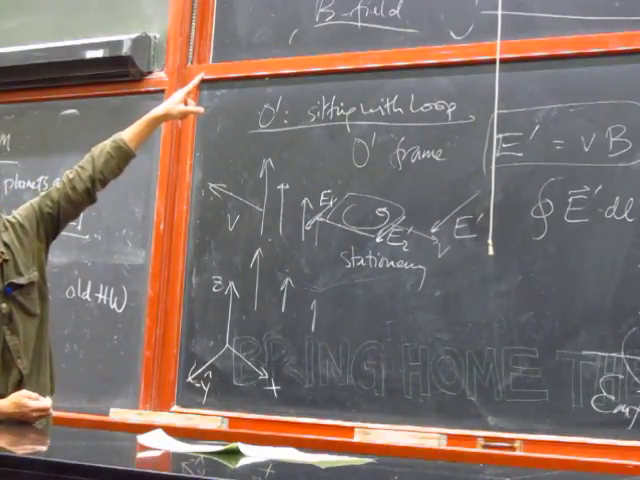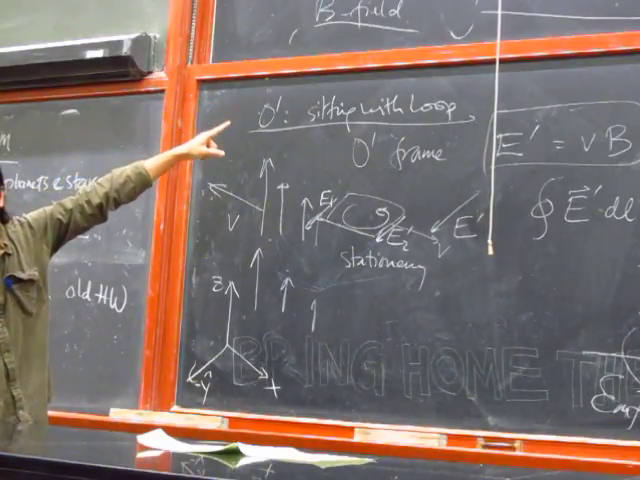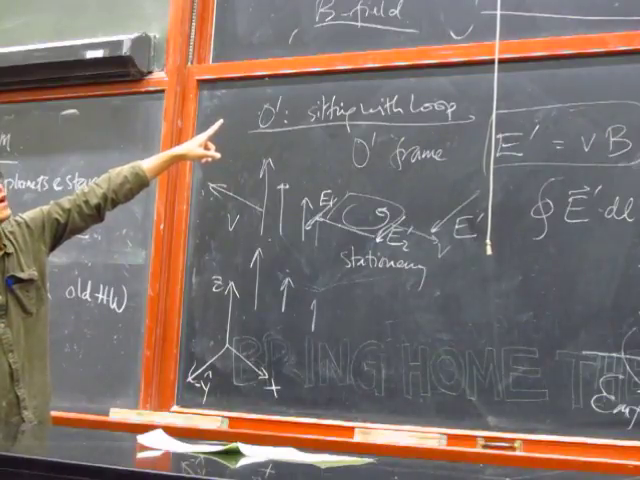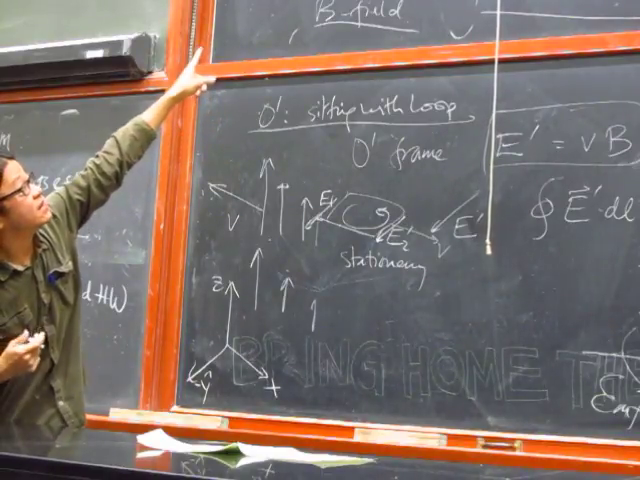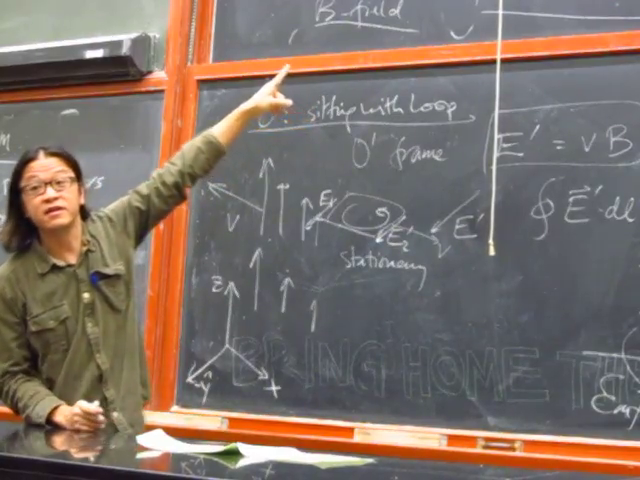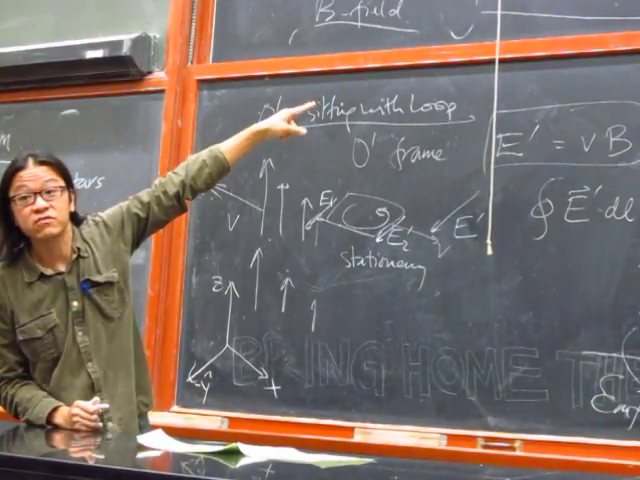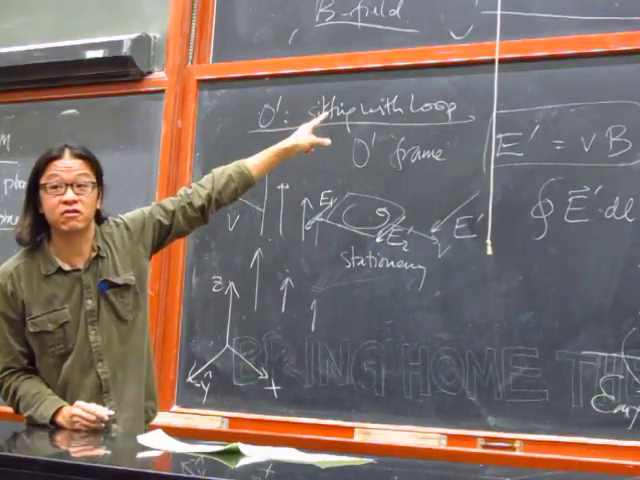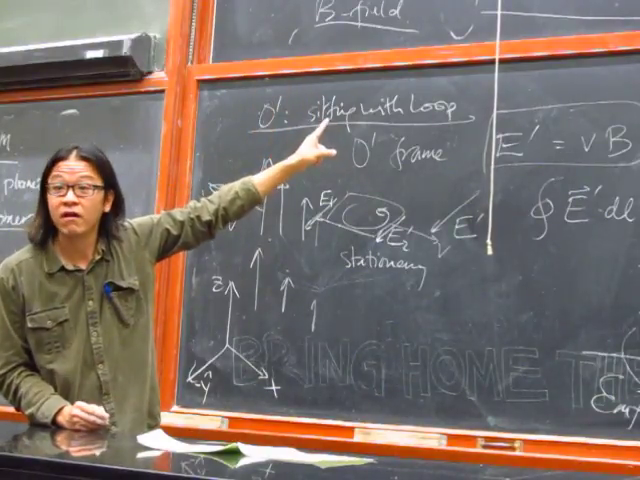It's non-zero. There are moving charges in that conductor. And the electromotive force is given by the rate of change of the flux with the minus sign. That comes from Lenz's law. The minus sign comes from Lenz's law.